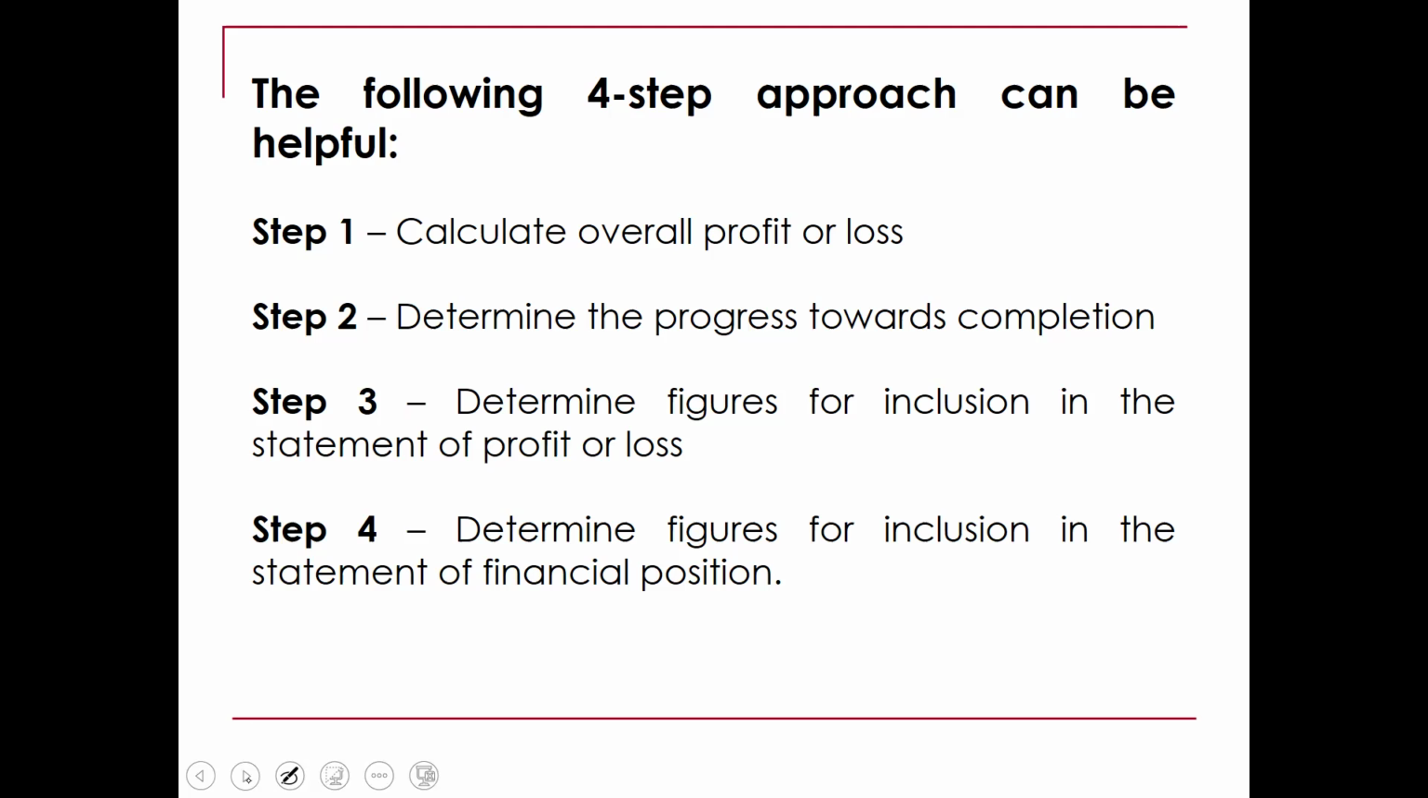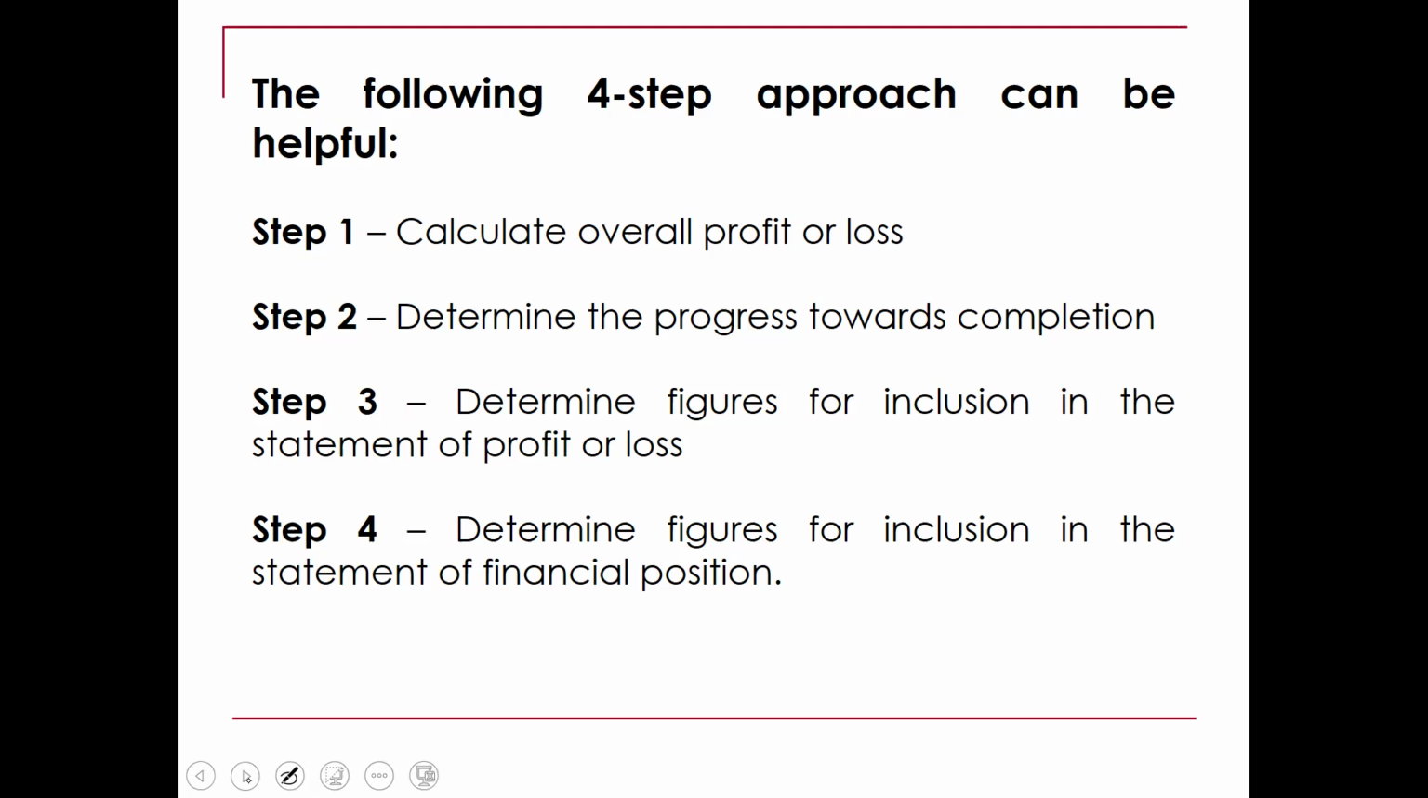Then we need to determine figures for inclusion in the statement of financial position. We are going to talk about this a bit more because there are certain instances where the work we have done entitles us to say $10,000. But up to now, the amount of money that we have received from the customer amounts to say 8,000, which means up to now, the customers owe us 2,000. The 10,000 we have earned, less the 8,000 they have paid, means we've got a contract asset of 2,000, money that they should have paid us, but have not yet paid us.